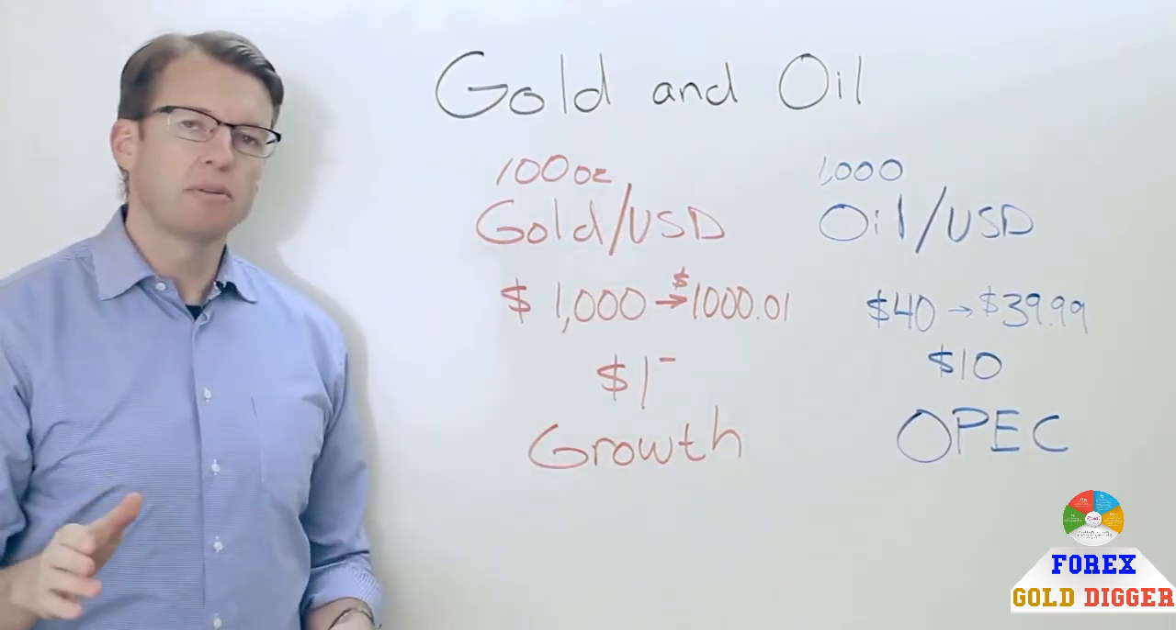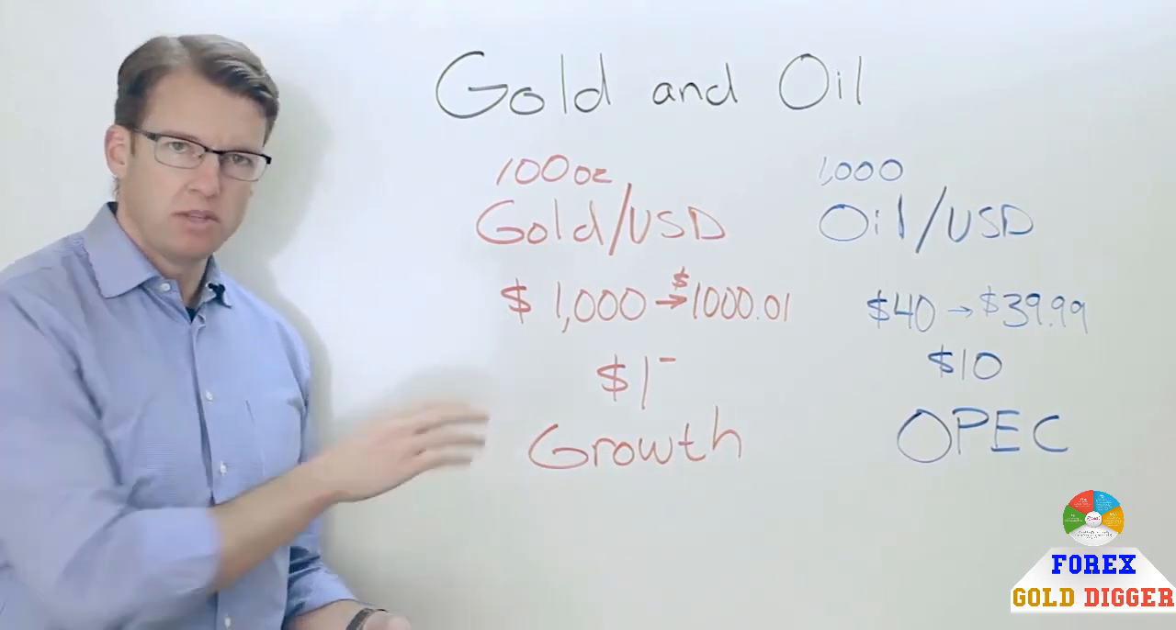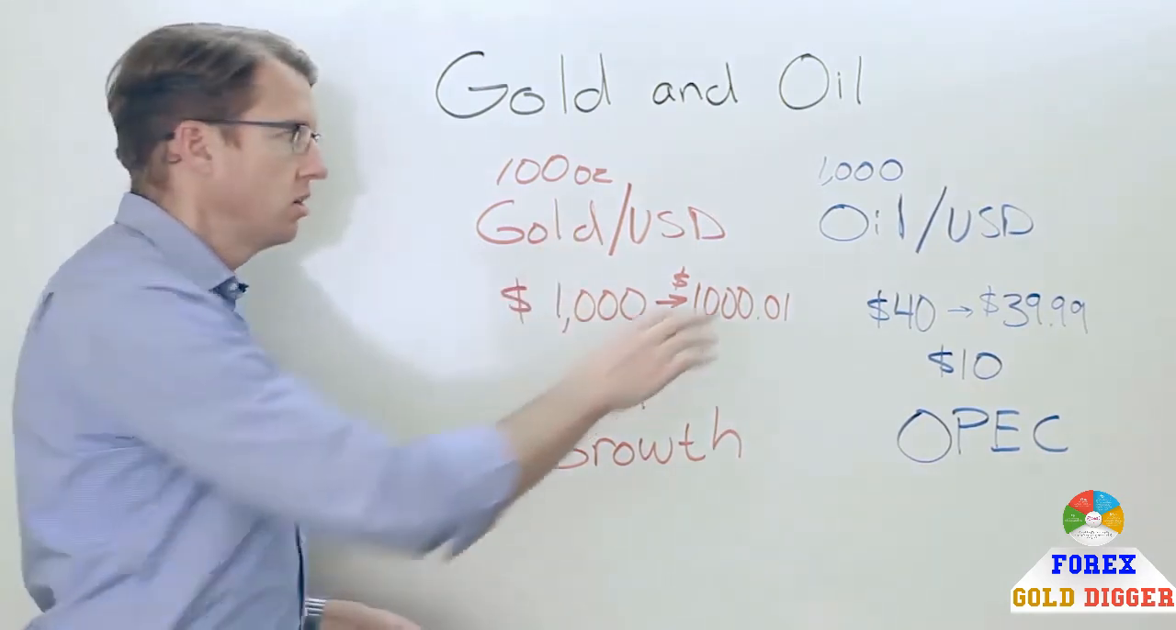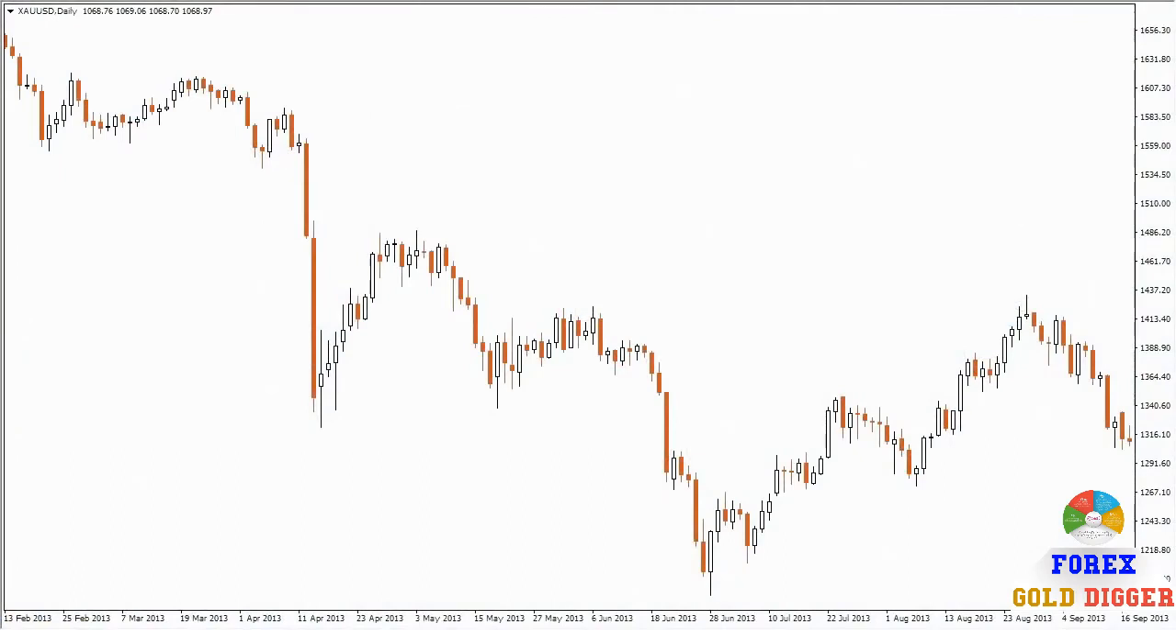So let's take a look at a couple of examples where we can get into a little bit more detail in the relationship between some of these fundamentals and what's actually going on in the chart between gold and the US dollar or oil and the US dollar. So let's start with gold. I think this one is a very interesting example.